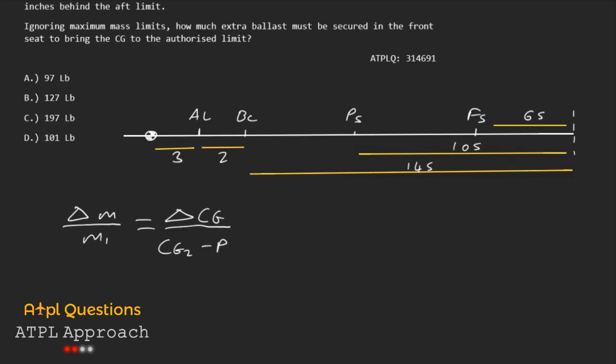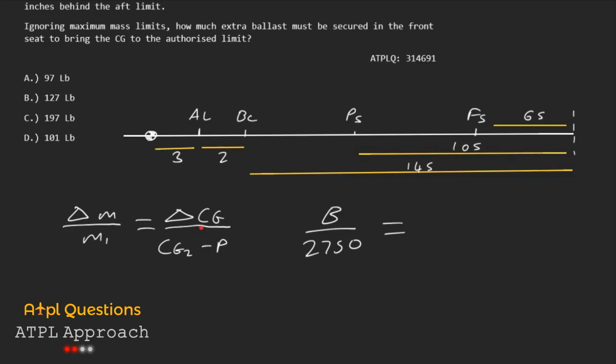So now I'll fill in the values. The change in mass will be the ballast that we are putting on the front seat, which is the unknown that we're trying to find. I'll call that B. And we divide that by the original mass, which is 2,750 pounds. And we set that equal to the change in center of gravity. We want to add the amount of ballast to the front seats so that we bring the center of gravity over here to the authorized limit.